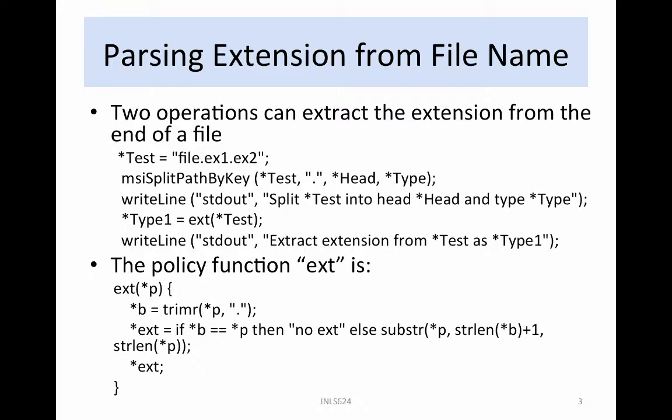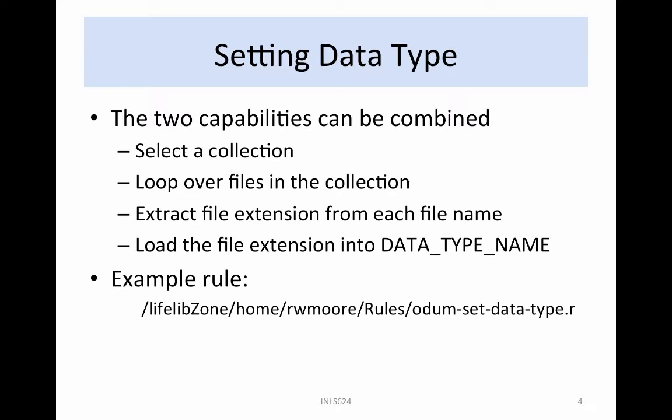Given an input file name *p, you trim it on the right from the dot onwards. If the new version of the trimmed file equals the old version, then there is no extension. Otherwise, the extension is the substring of the file *p, starting at the location of the length of *b plus 1 to the end of the file. Both examples use a period as a delimiter to decide which part of the file name is an extension.